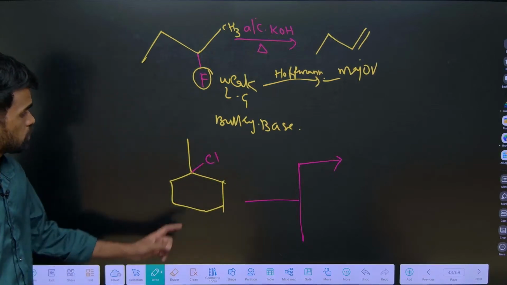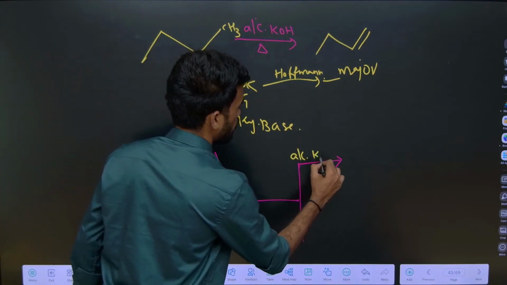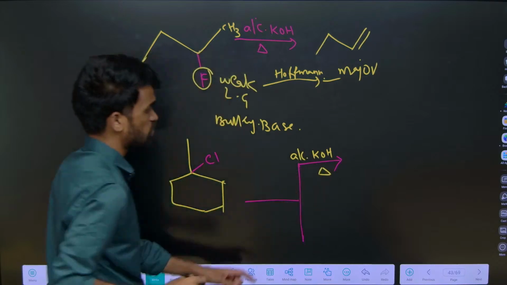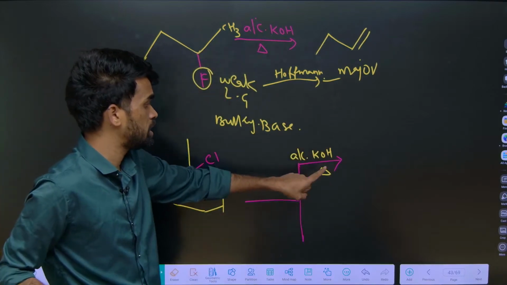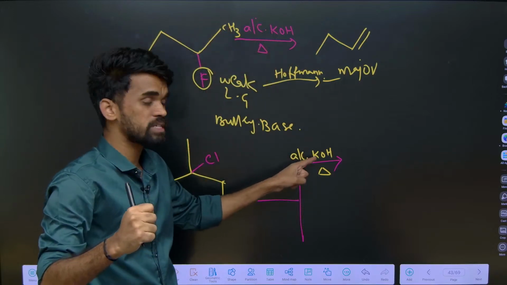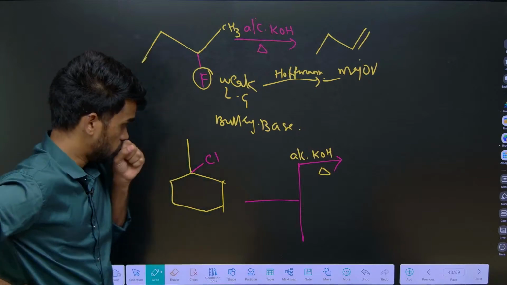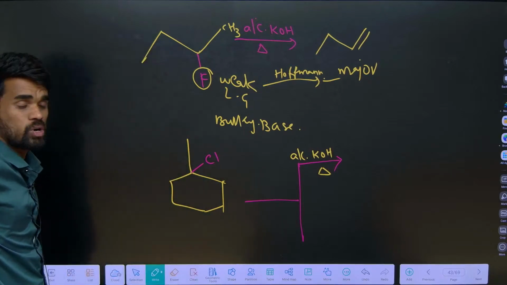effective. So here I am using alcoholic KOH and heating condition. Whenever you are seeing alcoholic KOH and heating, you can blindly go for elimination. If it is aqueous KOH, you can think of a substitution reaction also. So what is the expected product here?